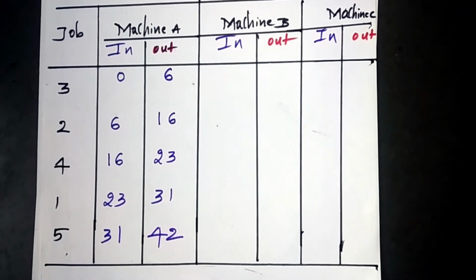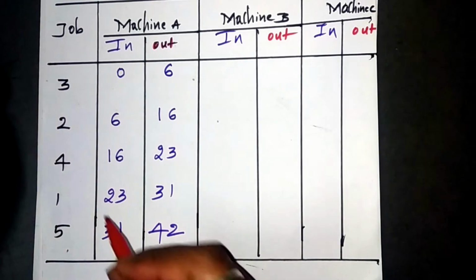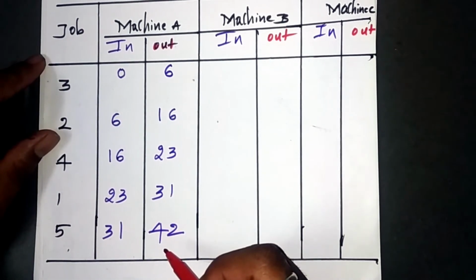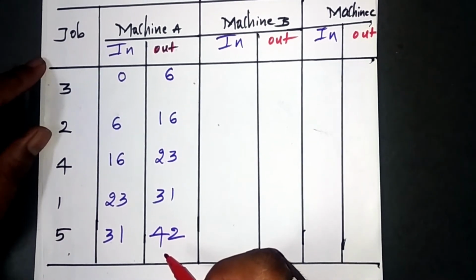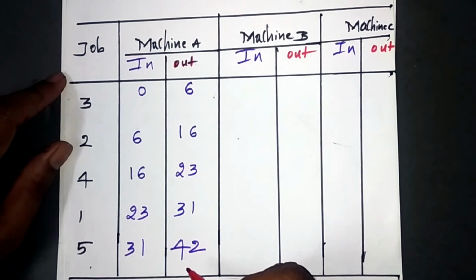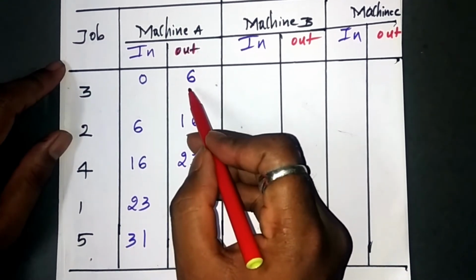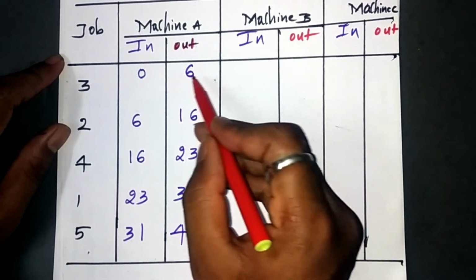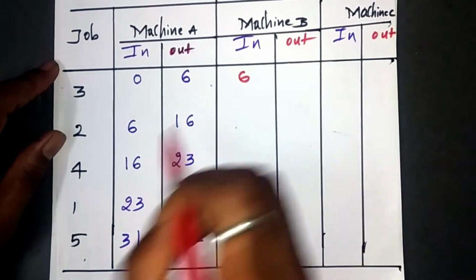Yes, I have filled in the in time and out time for the remaining jobs, that is 1 and 5, in this way. Now we'll move ahead with machine B. So we are going to write the in time and out time for machine B for all the jobs. Job 3 has finished its time at 6, so once it finishes on machine A, it will move to machine B with the in time as 6. So here I am going to write 6.